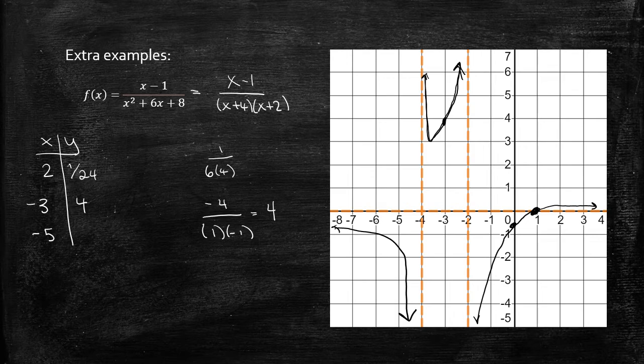Okay, in the numerator, so negative 5 minus 1, I'll have a negative 6. In the denominator, negative 5 plus 4 is negative 1, and negative 5 plus 2 is negative 3. So we have 3 negatives, so our final answer, it worked out to be negative 2. Good, so this would have been here, and then going towards your asymptotes. So there's a rough sketch of the graph.